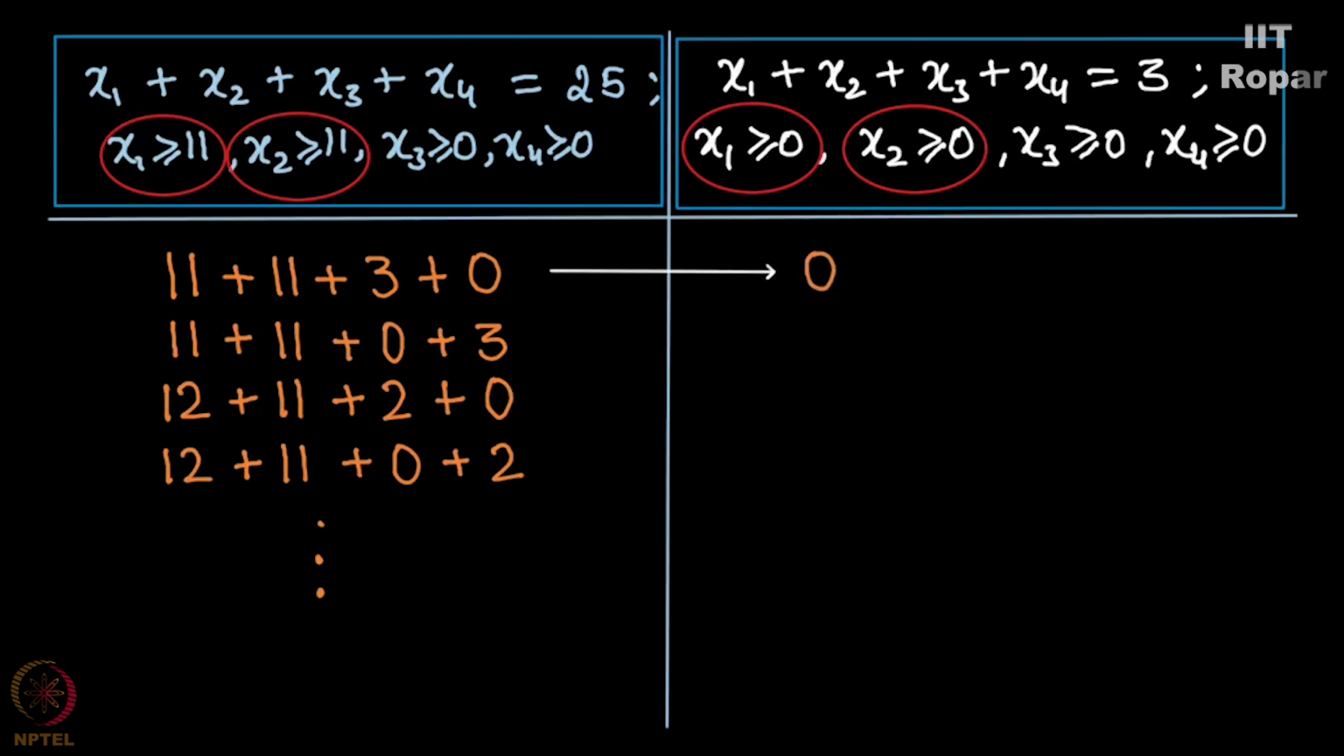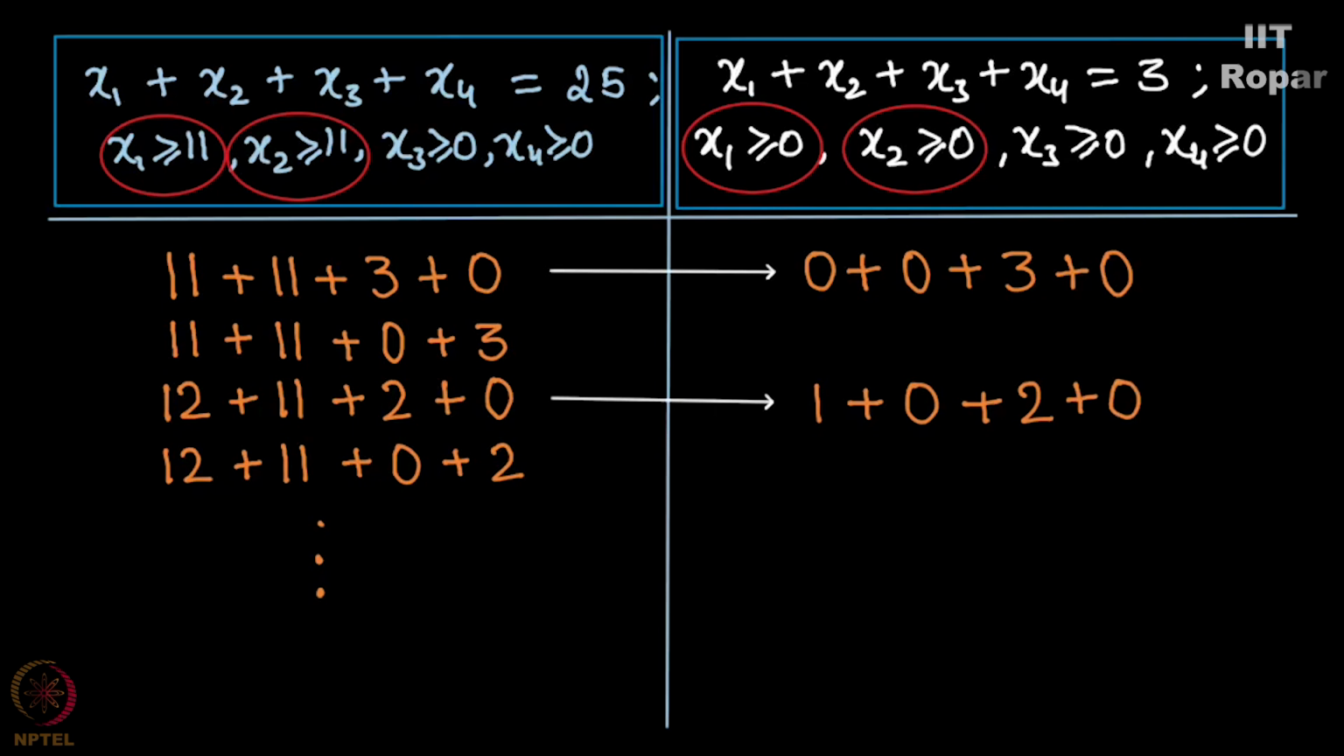11 will go to 0. So 11 plus 11 plus 3 plus 0 will be mapped to 0 plus 0 plus 3 plus 0. Now 12 plus 11 plus 2 plus 0 will be mapped to 1 plus 0 plus 2 plus 0 and so on. And hence between all the enumerations of this equation and this equation there is a proper bijection.